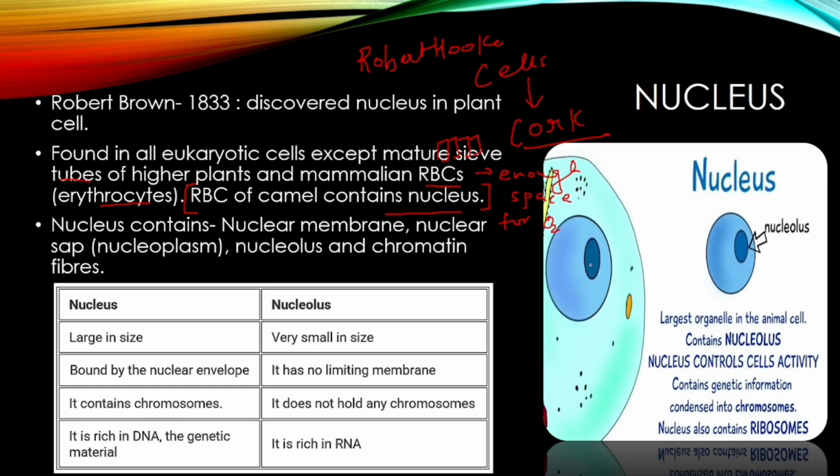So inside the nucleus there is a denser material present which is called nucleolus. Nucleolus is generally smaller, present within the nucleus, and helps in RNA synthesis and ribosome synthesis. Nucleus is very large in size, bound by nuclear envelope, contains chromosomes rich in DNA. Nucleolus does not have a limiting membrane, just a denser material present inside the nucleus, and it does not have any chromosomes inside, rather it is rich in RNA.